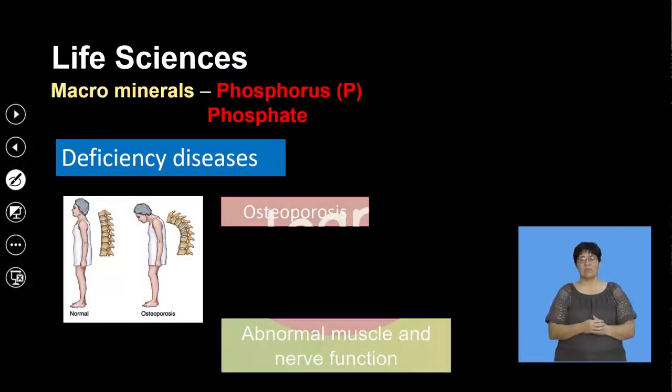Guys, deficiency disease, because it helps with the bones. Again, osteoporosis, and also abnormal nerve function, maybe cramps again. Maybe little twitches, little tics, all of those things that are going to happen if we don't have enough for our muscles and our nerves.